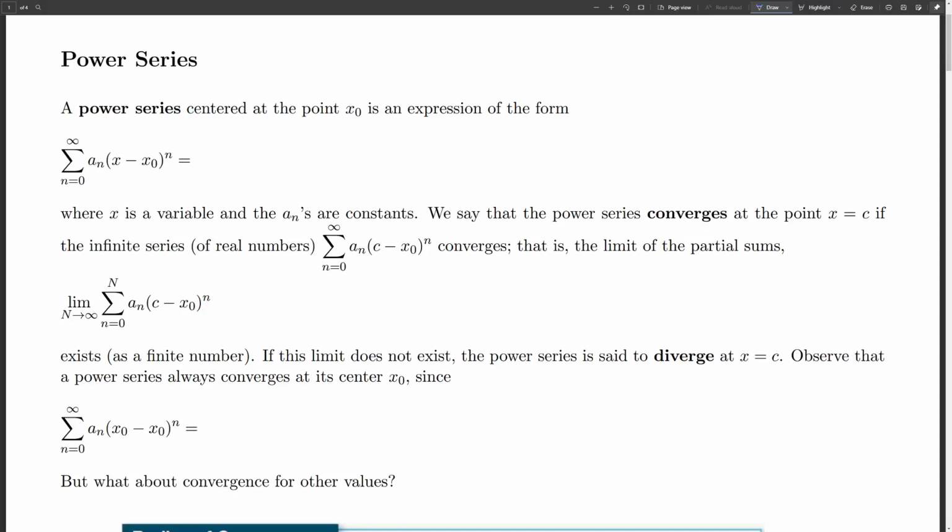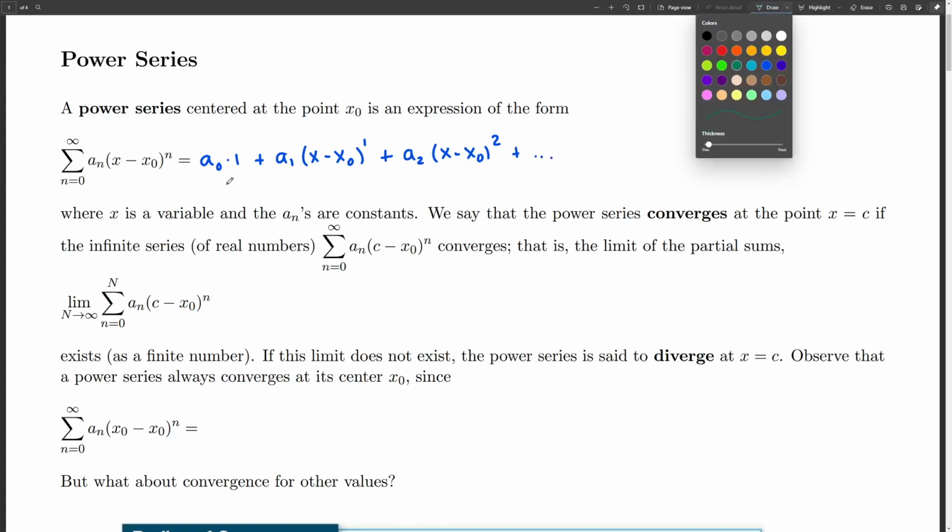In this section, we'll review some properties of power series. A power series centered at the point x naught is an expression of the form sum from n equals 0 to infinity of a sub n times x minus x naught to the power n, which we can write out as follows: a naught times 1 plus a1 times x minus x naught to the power 1 plus a2 times x minus x naught to the power 2 plus etc.